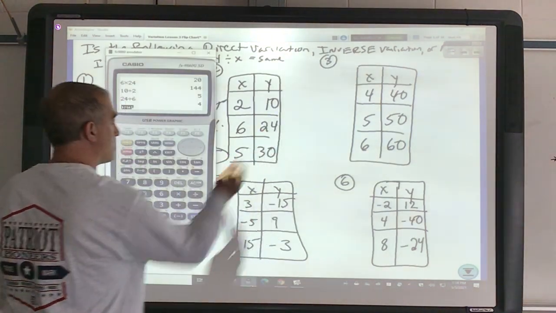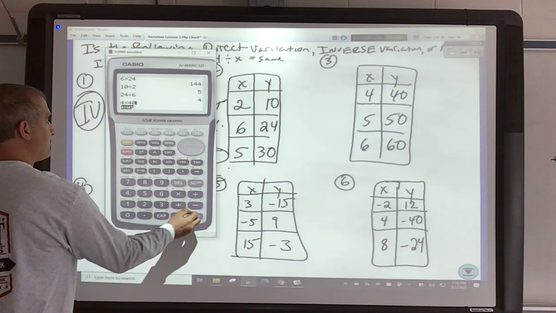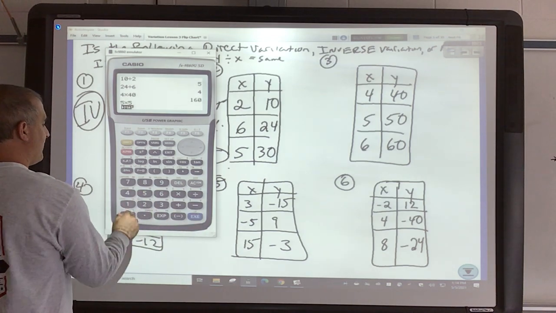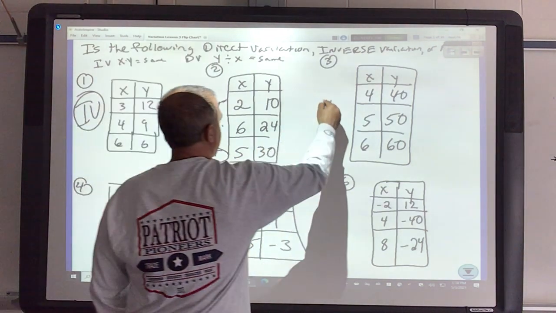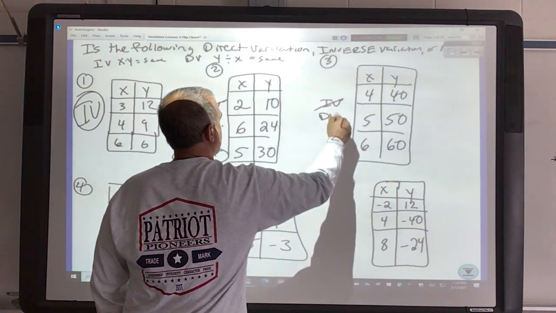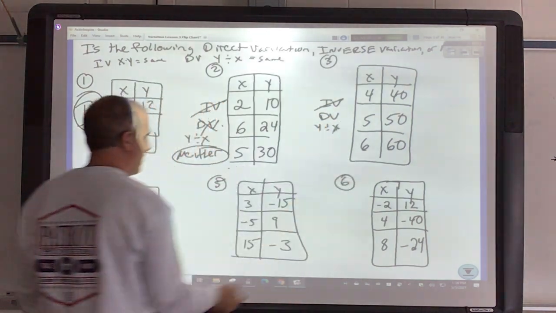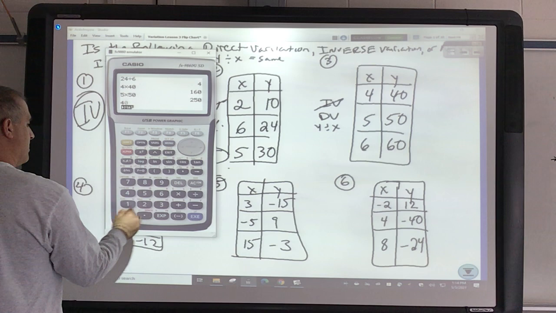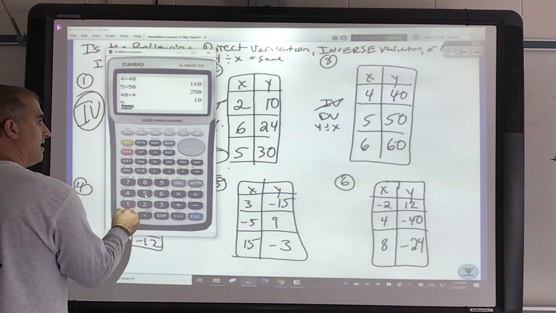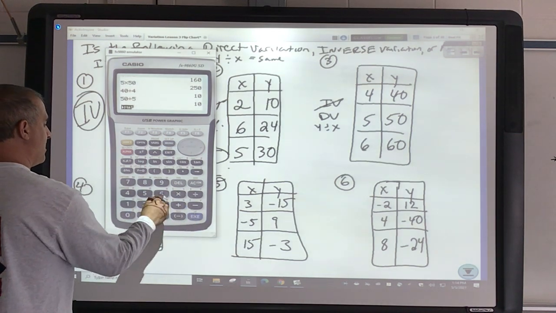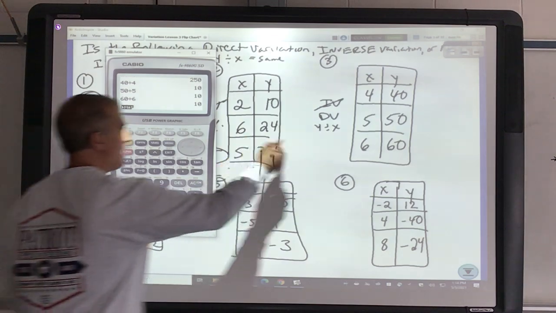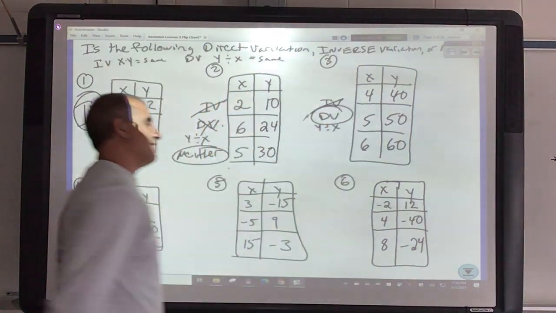Let's go to the third one. 4 times 40, 5 times 50. It's not inverse variation. That's out. Let's try direct, which is y divided by x. 40 divided by 4, 10. 50 divided by 5, 10. 60 divided by 6, 10. So this would be direct variation.